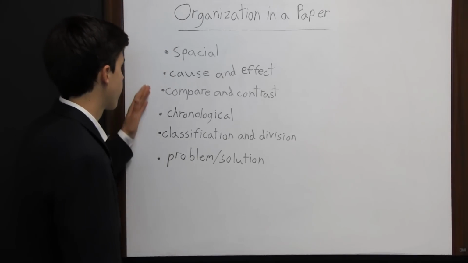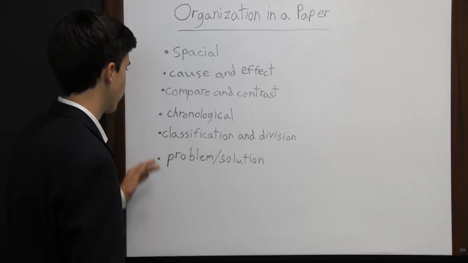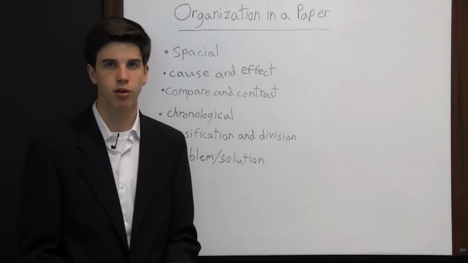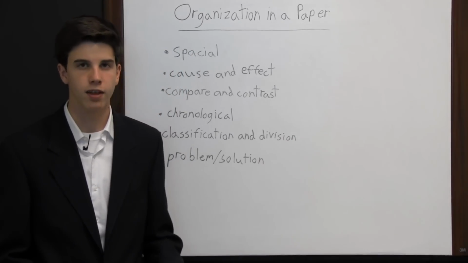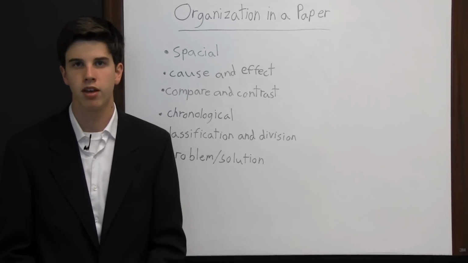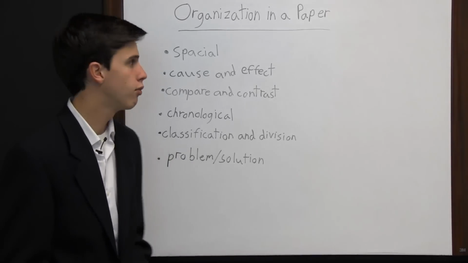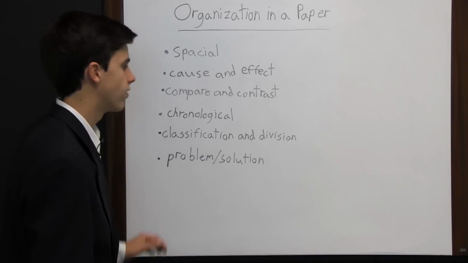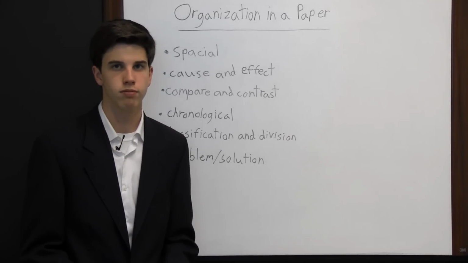So these are just some basic ways to organize a paper. There are other methods out there, and there's some that you can kind of come up with on your own. You wouldn't have to find them. You just naturally know this is the best way to organize my paper. But the important thing is, find one way to organize your paper and stick with it. Don't jump around between the different methods of organization.